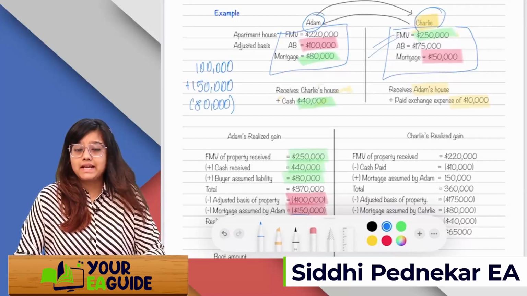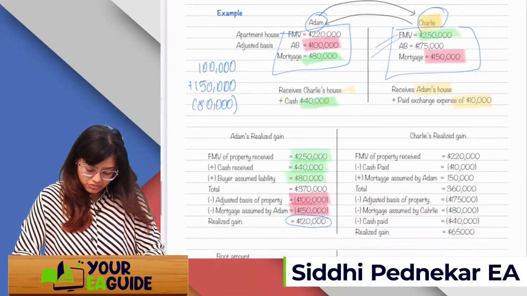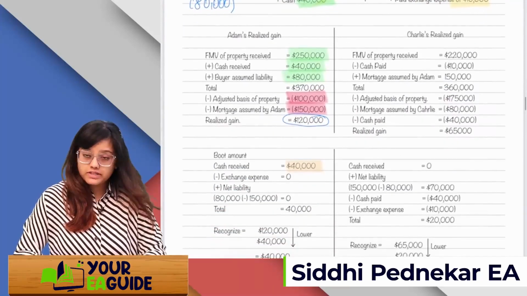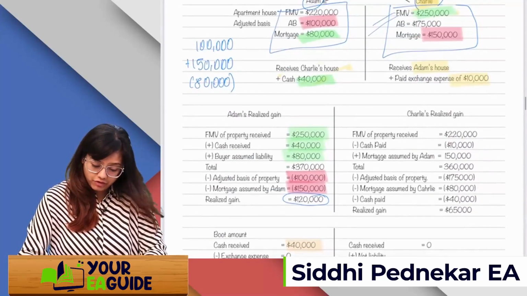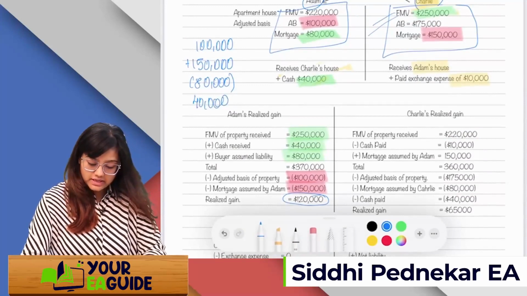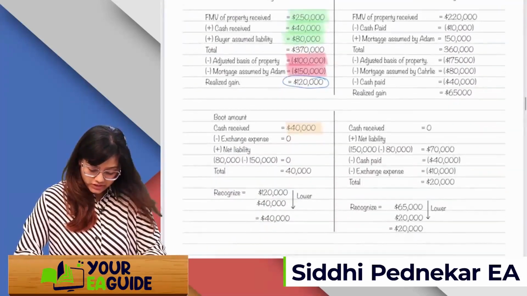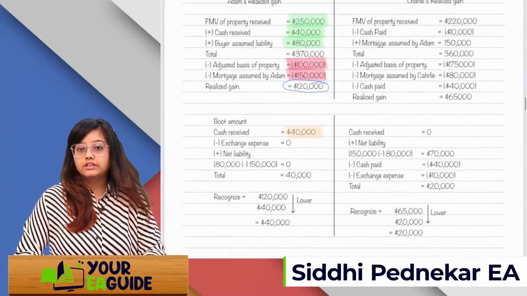Then you will add step 2, right? Step 2, is it a positive amount? Step 2 is boot received, right? Boot received is 40,000, so you will add 40,000. Is there any gain? Did you recognize a gain in step 3? Yes, gain recognized was 40,000.